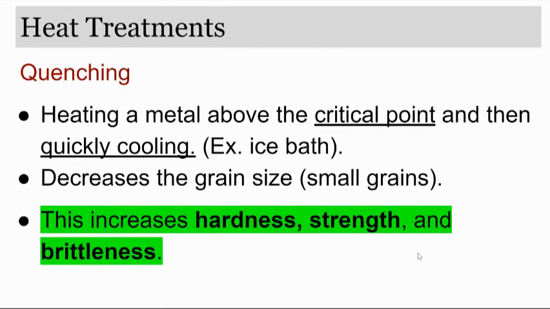So the second heat treatment we're going to explore is quenching. Quenching heats a metal above the critical point and then cools it very quickly. An example of that would be quenching it in an ice bath. This decreases the grain size, creating very small grains, which in turn changes the properties and makes the metal much harder, much stronger, but also much more brittle.